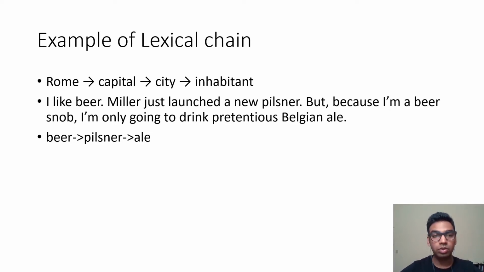For example, the first one is an example of a lexical chain. If you look at the second sentence: I like beer. Miller just launched a new Pilsner. Because I'm a beer snob, I'm only going to drink pretentious Belgian ale. In this, beer, Pilsner, and ale form a lexical chain. This lexical chain will tell you that the sentence has to do with, say, beer or Pilsner or ale, or what these words have in common is that they are a type of alcoholic drink. And so a lexical chain captures the semantic meaning of that sentence. If you apply this on a document, it would capture a central concept or gist of the document.